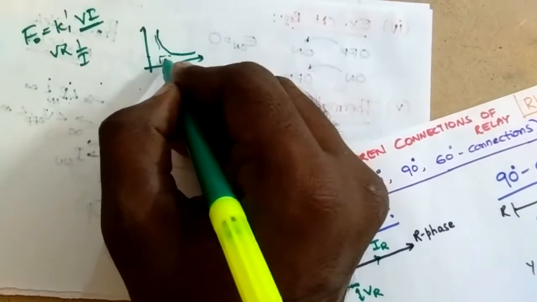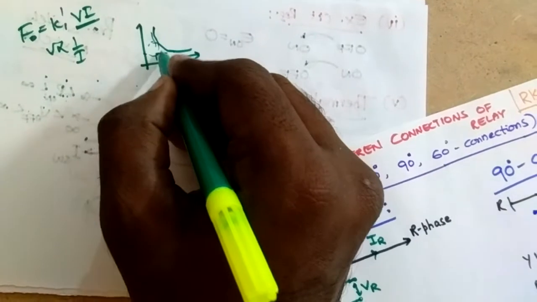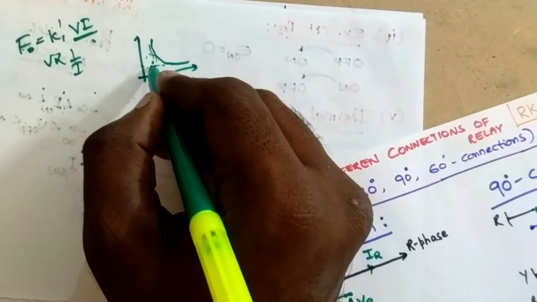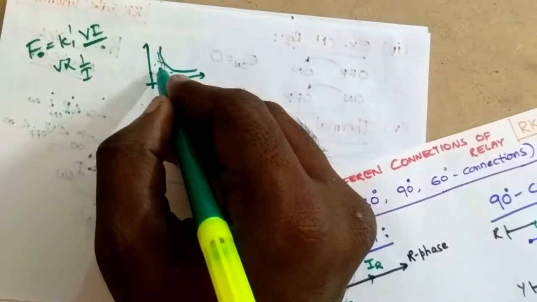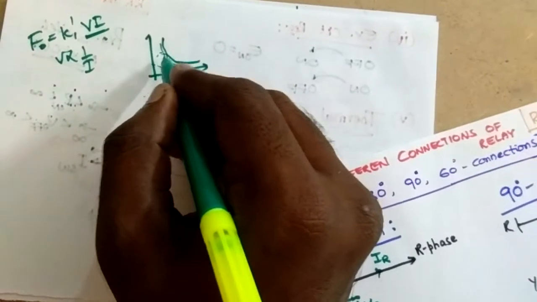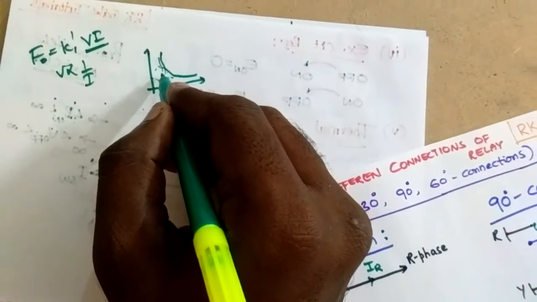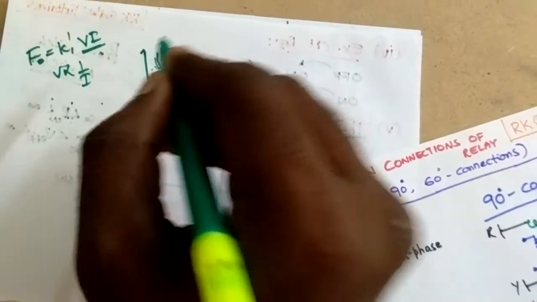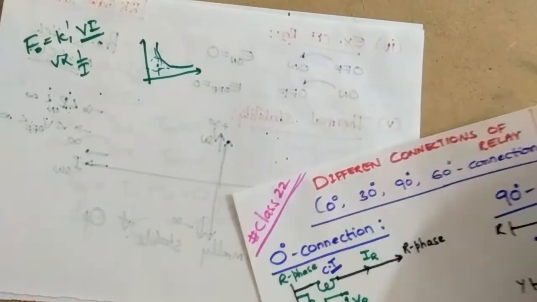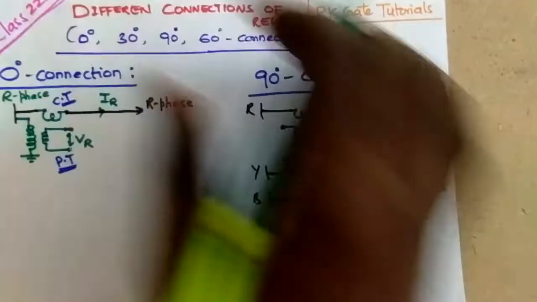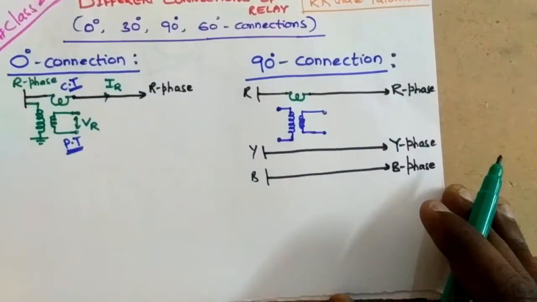So this is the non-operating region. If a fault occurs here, what happens? The relay does not operate. In order to provide the protection, this should be operable. If there is a fault here, it should come under the operating region. So how do you maintain that? The answer is by different connections of the relays. So let us discuss each and everything.